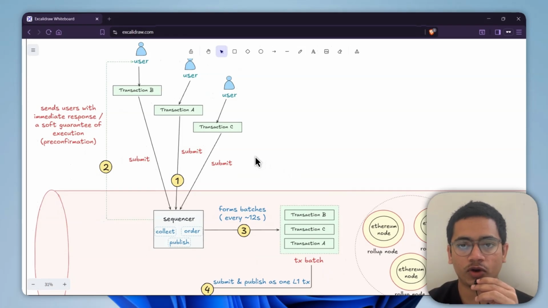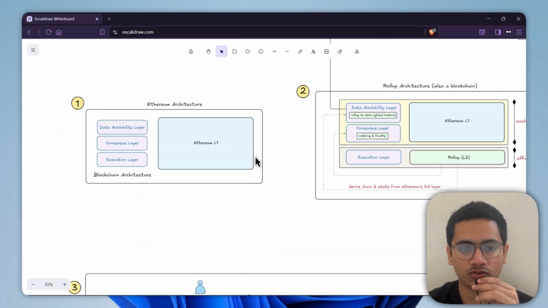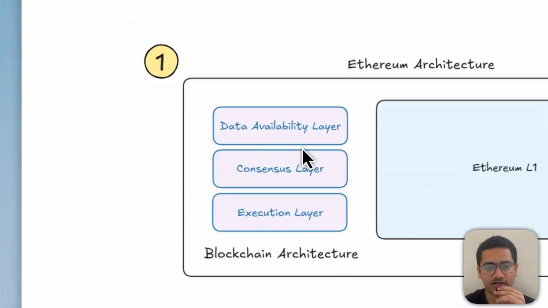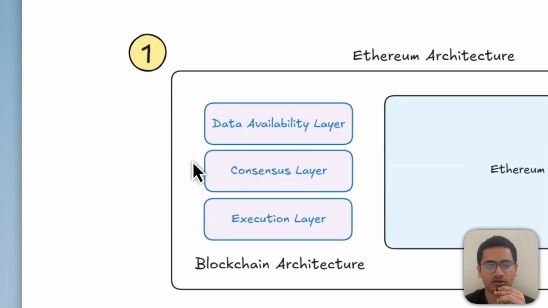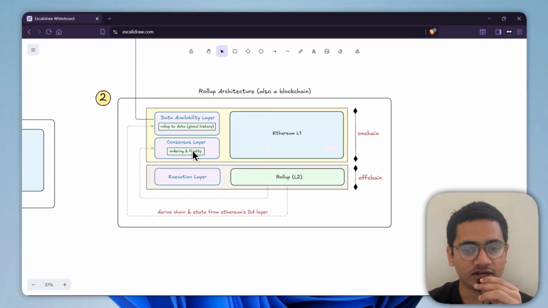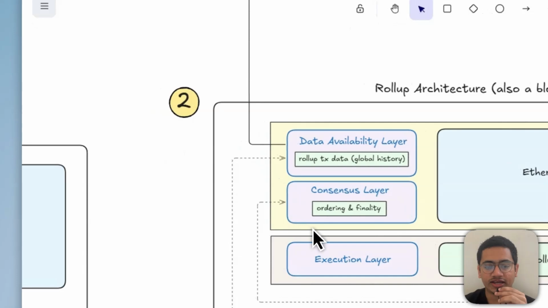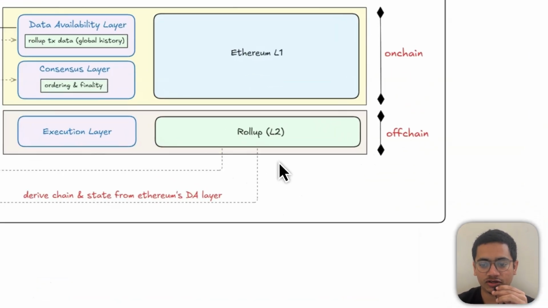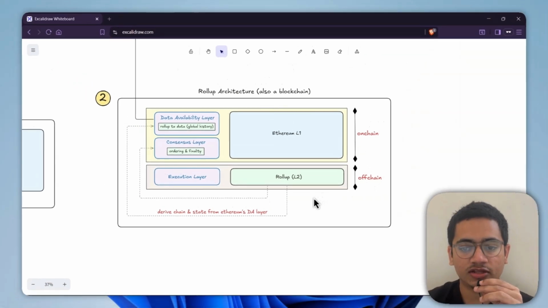Now, just so you have more context on rollups, you need to know that blockchain architecture, for instance the Ethereum architecture, has three layers: the execution layer, the consensus layer, and the data availability layer. What the rollup does is outsource the consensus layer and the data availability layer to Ethereum, right? And it inherits Ethereum security and the ordering and finality, while the execution layer here is off chain. So, in that way, it scales Ethereum.